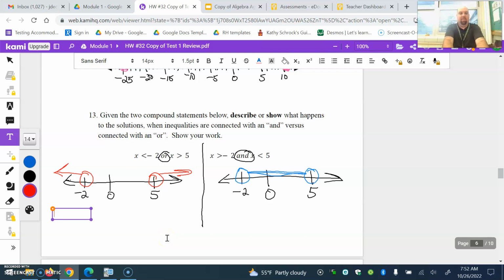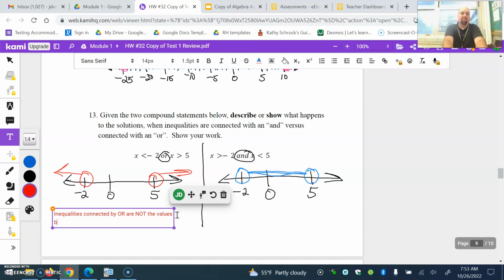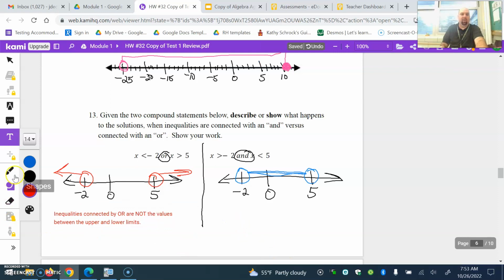So inequalities connected by "or" are not the values between the upper and lower limits. By upper, they mean 5, lower, they mean negative 2. All right? So that is if we're dealing with "or."